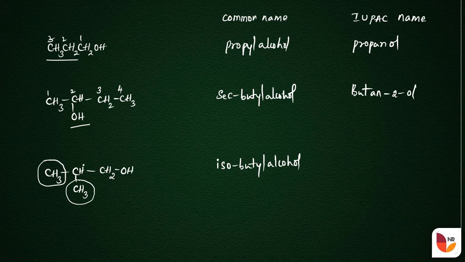And in the IUPAC system, the numbering is done from the end which contains the hydroxyl group. So it is 1, 2 and it is 3. So the second carbon atom contains one methyl group. So the position of the methyl group is represented as 2 and the name of the substituent group is methyl, 2 methyl, and the root word meth, eth, prop. So it is prop and the nature of the bonds is AN, E is replaced by OL and the hydroxyl group is attached to the first carbon atom. So it is to be represented as 2 methyl propane 1 OL.